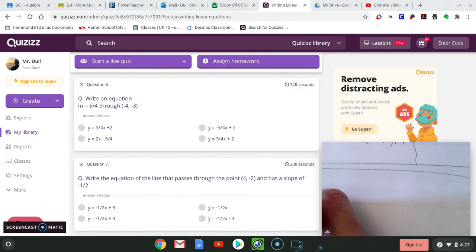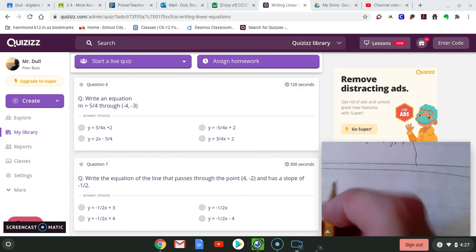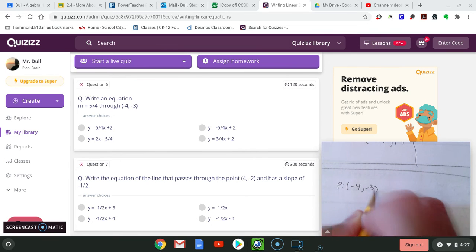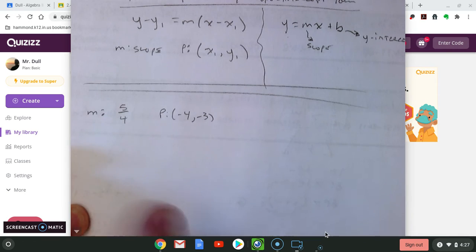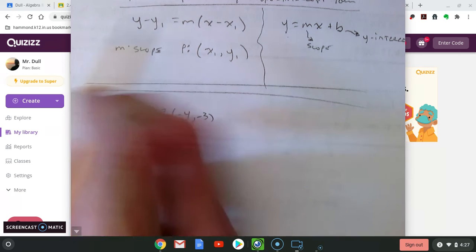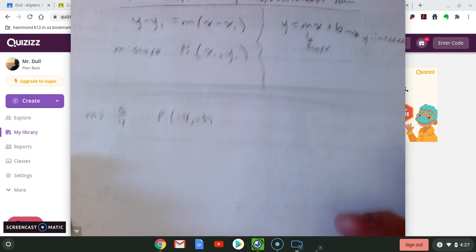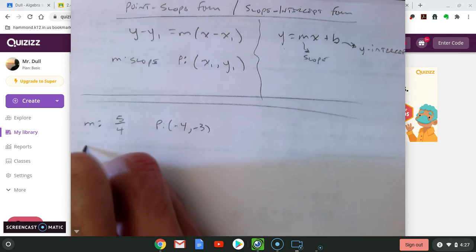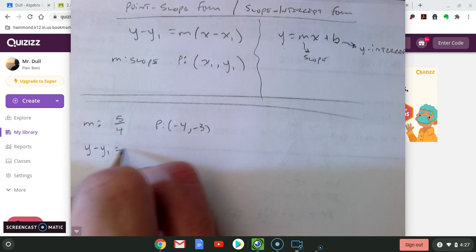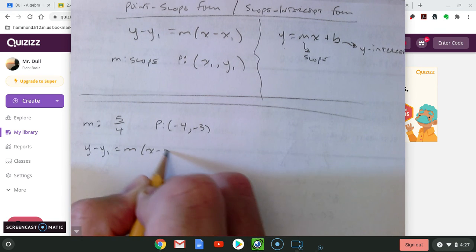So real quick, let's go ahead and take a look at one of the items that came from quizzes today. So let's write an equation of a line that has a slope of 5/4, and it goes through the point -4, -3. So we know a slope, we know a point, that screams point slope form. So let's write it. Y minus y1 equals m times x minus x1.